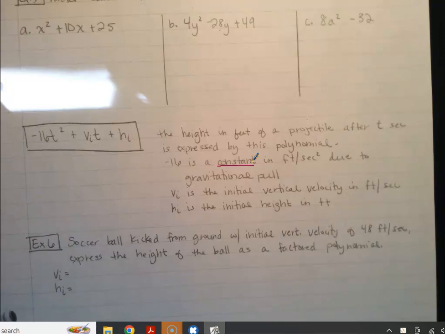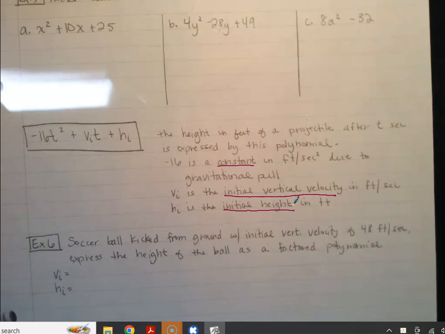V sub I, the I usually means initial. So this is the initial vertical velocity in feet per second. That means if you're standing and you throw the disc, what is its vertical velocity when you start off? A lot of times the projectile tends to go up and then it comes back down, right? And then h sub I is your initial height in feet. So how tall is the person throwing it? We take that into consideration.